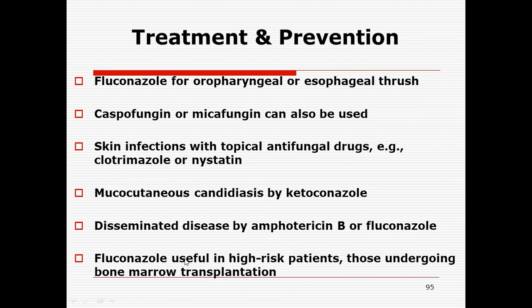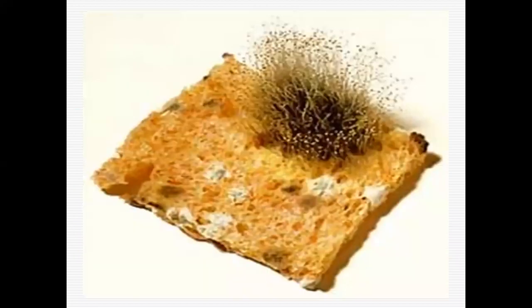Fluconazole is very useful in high-risk patients, those undergoing bone marrow transplantation. They really require this kind of treatment because of the reduced cell-mediated immune response. They are more predisposed to infection with Candida albicans. So Candida albicans infections in high-risk patients must be avoided by the use of fluconazole. That was all about Candida albicans.